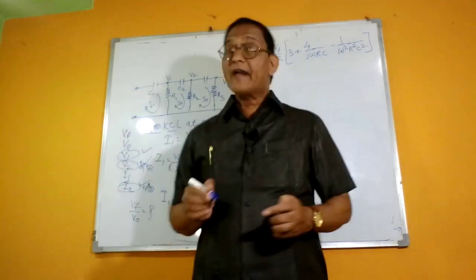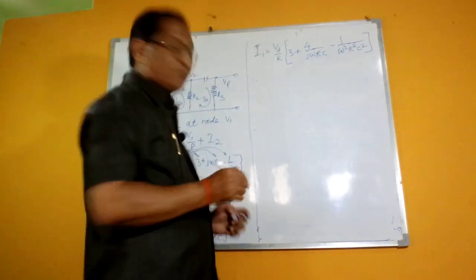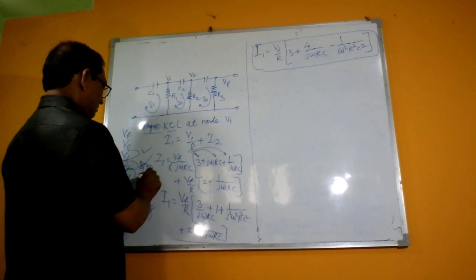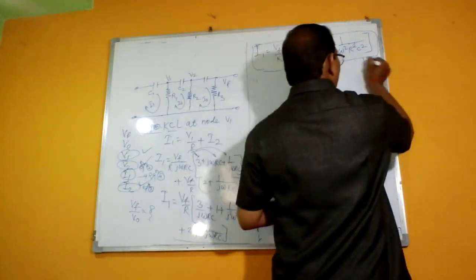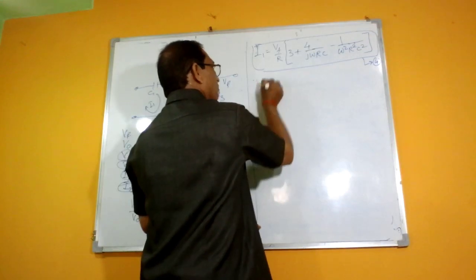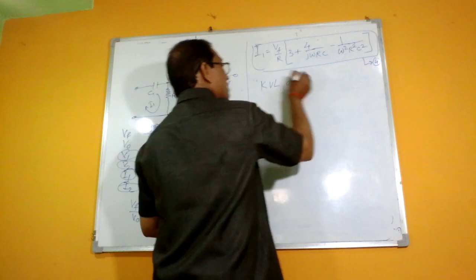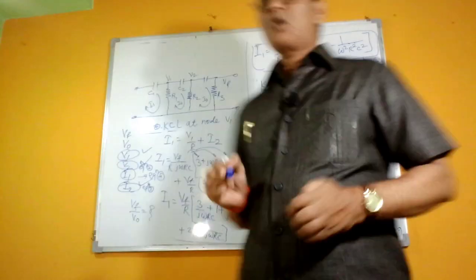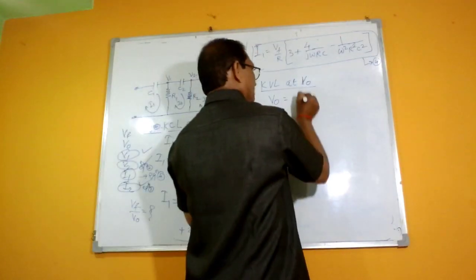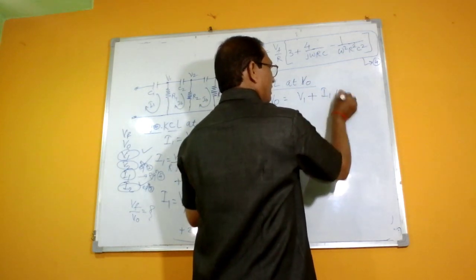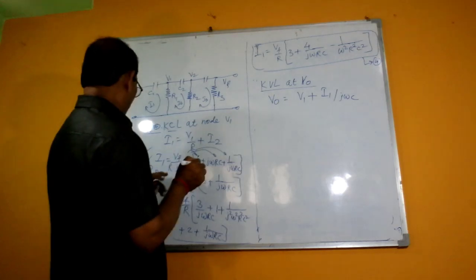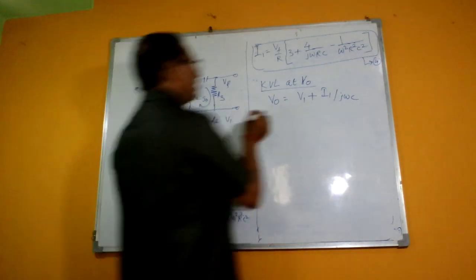Now apply the Kirchhoff's voltage law at the node V, at VO, so that VO is to be calculated. This is one of the equations. So we have obtained the value of I1 here. Call this as equation number 4. Now apply the Kirchhoff's voltage law at the node V0, so that the value of V0 is obtained in the form of V1 plus I1 upon j omega c. So this is V1 plus I1 over j omega c, right? Now substituting the values of V1 from equation number 4, and this is the equation number 5.